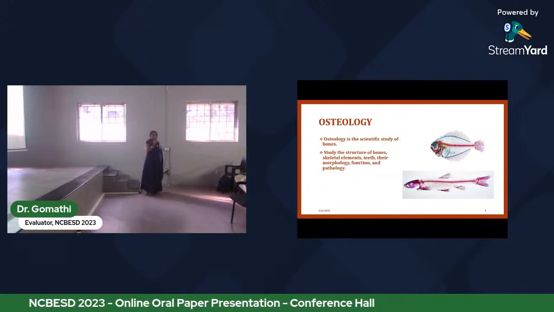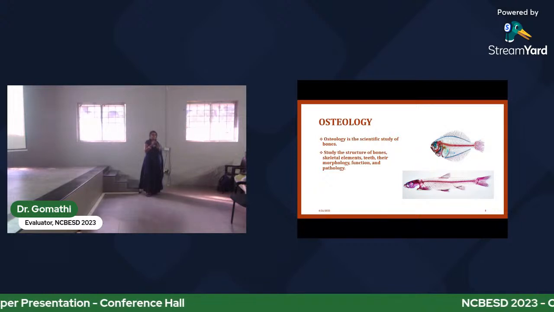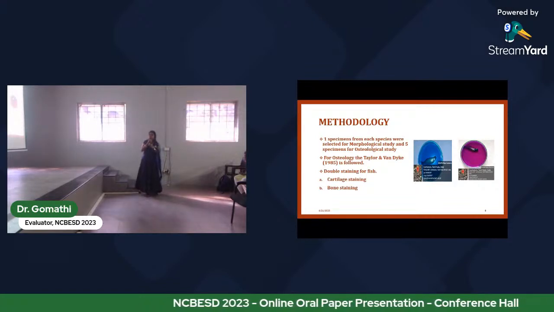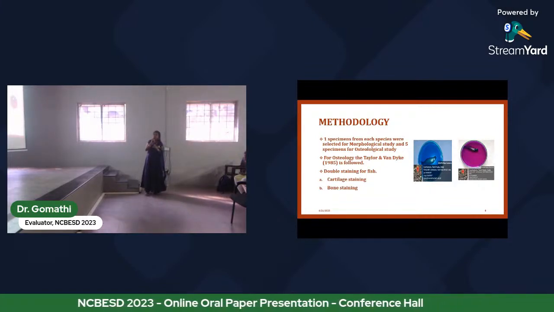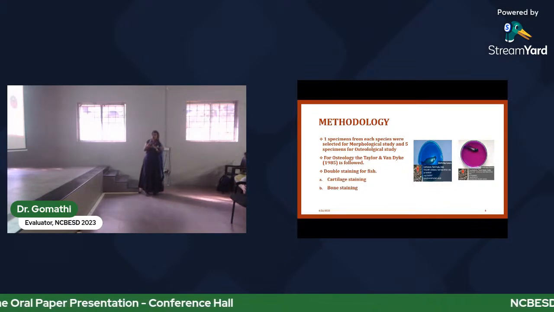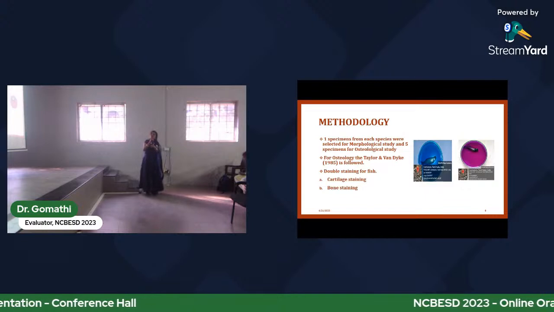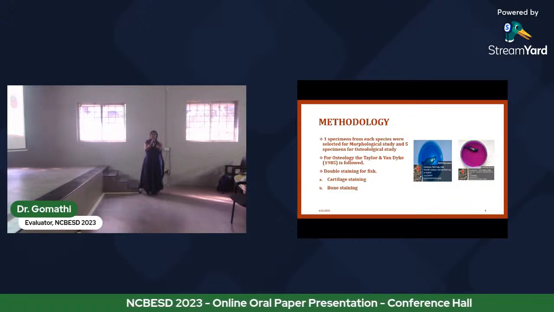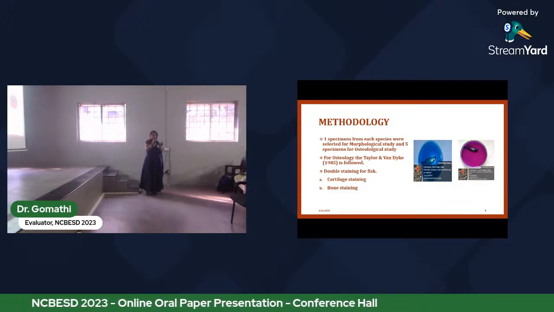Osteology is the scientific study of bones. It covers the structure of bones and skeletal elements, teeth, pathology, and so on. The method chosen is the Taylor and Manning method, which is still followed for osteological study. For morphology, I took one specimen for each of the two species. For the osteological study, I took five specimens for each species.